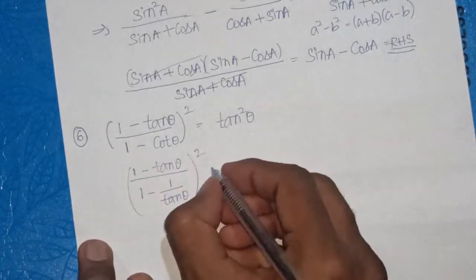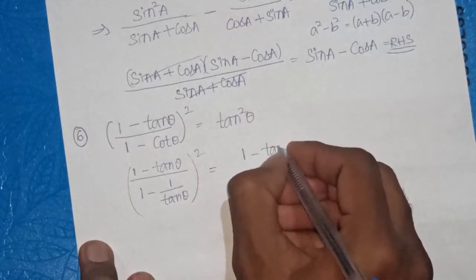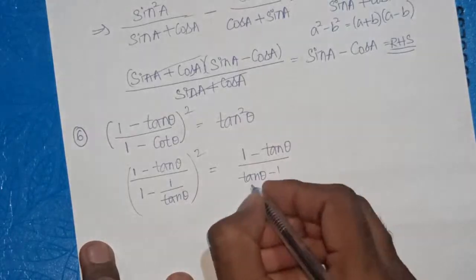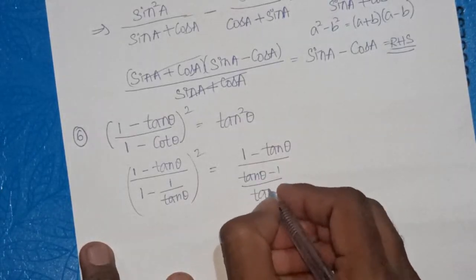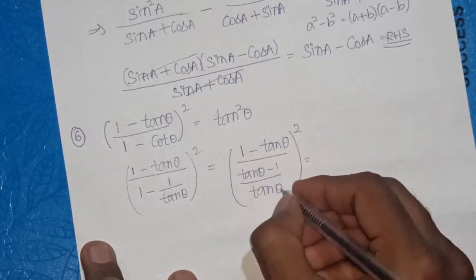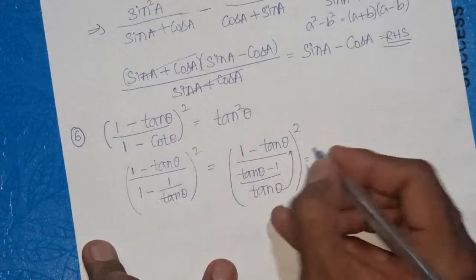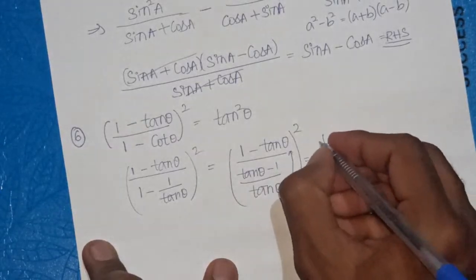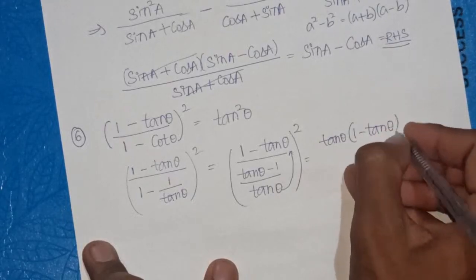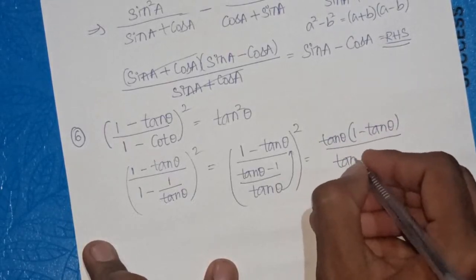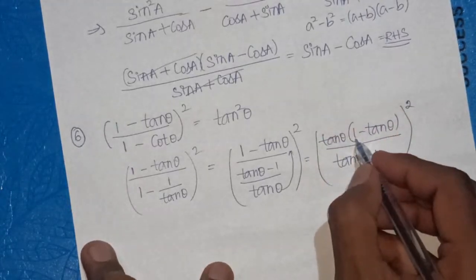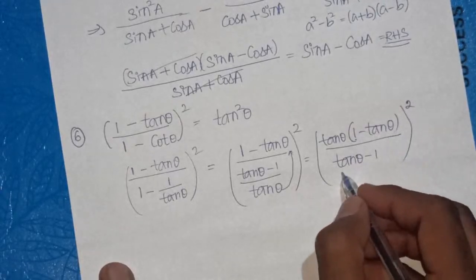whole square. This can be converted to 1 minus tan theta. In the denominator, let us take LCM, that is tan theta minus 1 by tan theta whole square, and this tan theta will be going to the numerator whenever we are taking reciprocal, that is tan theta into 1 minus tan theta divided by tan theta minus 1 whole square, and in the numerator we have 1 minus tan theta, in denominator we have tan theta minus 1.